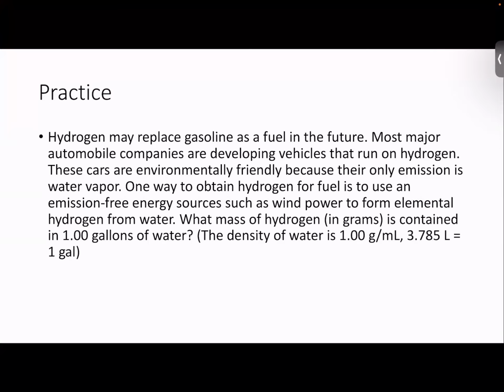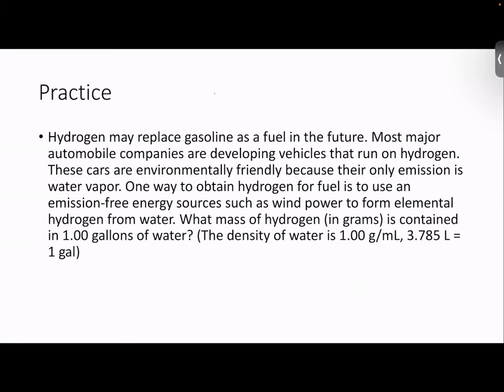Hydrogen may replace gasoline as a fuel in the future. Most major automobile companies are developing vehicles that run on hydrogen. These cars are environmentally friendly because their only emission is water vapor. One way to obtain hydrogen for fuel is to use an emission-free energy source such as wind power to form elemental hydrogen from water. What mass of hydrogen is contained in one gallon of water?